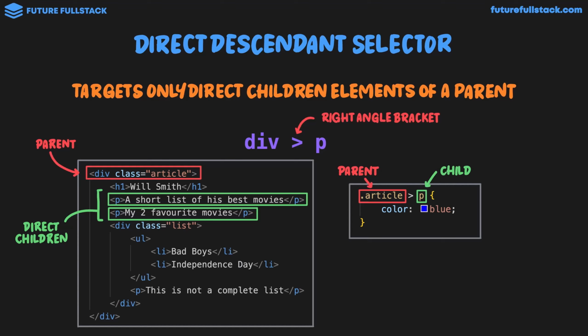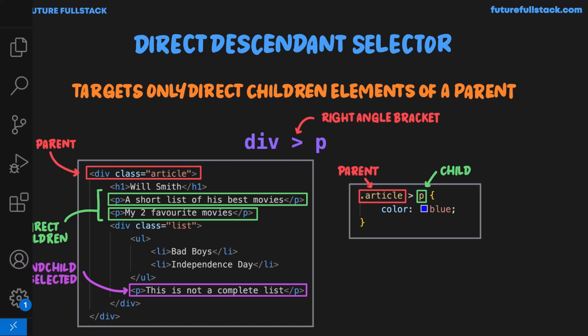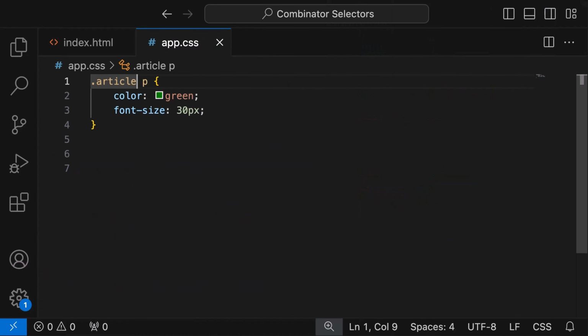Now, the direct descendant selector, like its name suggests, only targets direct descendants. So this paragraph down here is a grandchild, which is not selected. So only the direct children, shown in green, would be colored blue. Let's play around with this in VS Code. Back inside our app.css file, I'm going to change the descendant selector to a direct descendant selector by using the right angle bracket. And I'll just keep these styles the same.